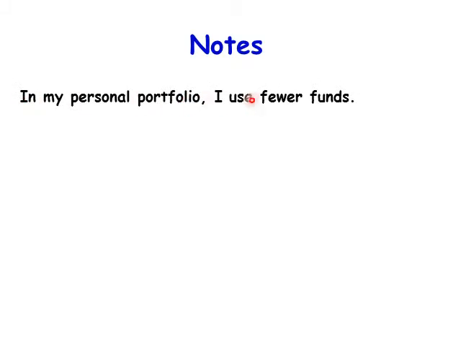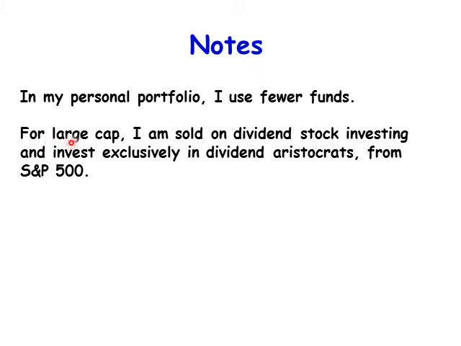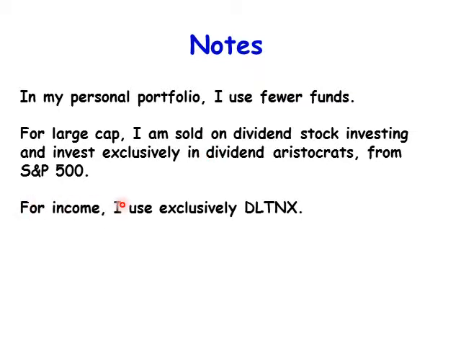In my personal portfolio, I use fewer funds. Okay. For large cap, I'm sold on dividend stock investing and invest exclusively in dividend aristocrats from Standard & Poor's 500. Okay, aristocrats are the stocks that have not lowered their dividends for at least 25 years. Okay. Let's continue. For income portion, I use exclusively DLTNX, this DoubleLine Total Return Series fund, DoubleLine Total Return Series fund.